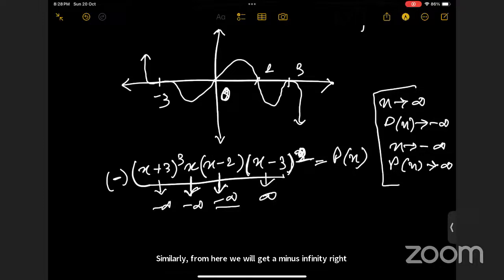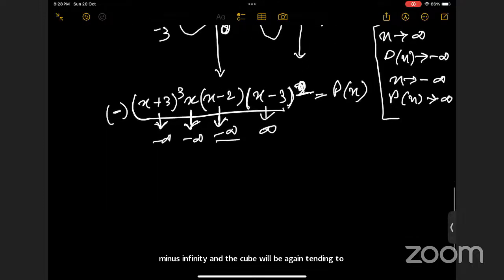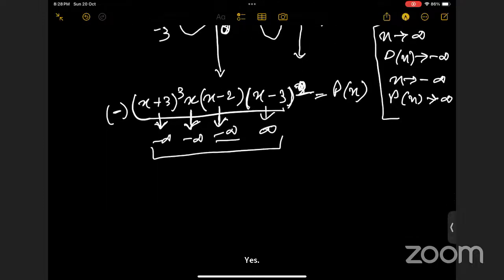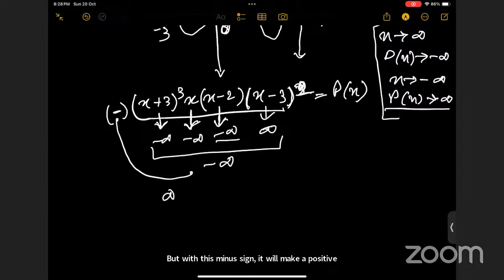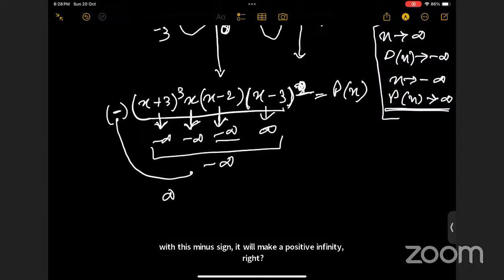If x tends to minus infinity, then this x will be tending to minus infinity. And x plus 3 will be tending to minus infinity, and the cube will be again tending to minus infinity, right? So all over, if we multiply these four infinities, then we will get a minus infinity here. But with this minus sign, it will make a positive infinity, right? So this is the required thing. By default, we are adding this minus sign first.